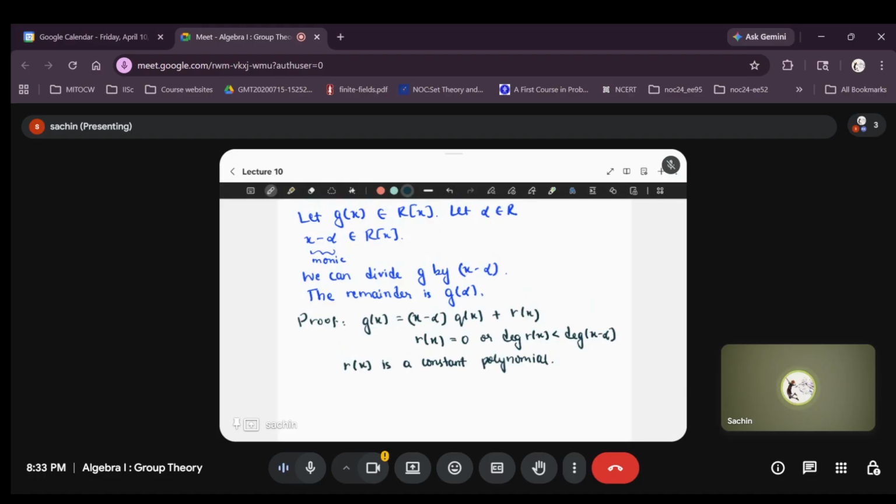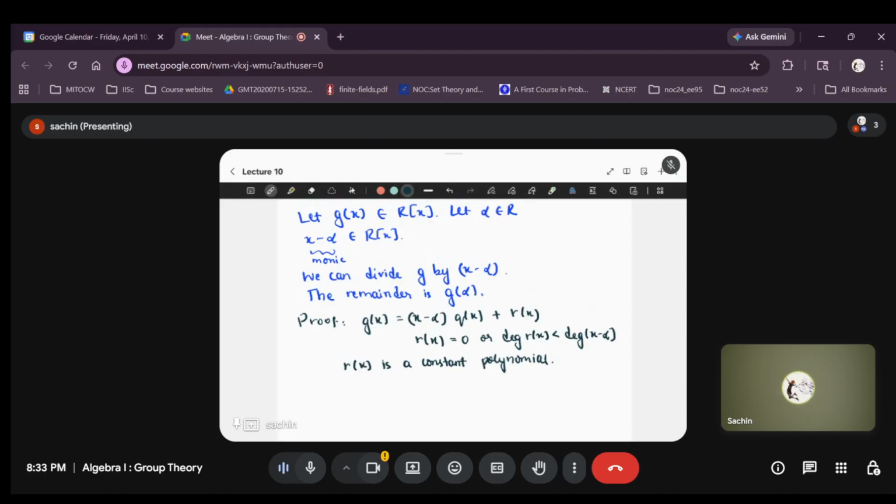By the division algorithm, we can write g of x is equal to x minus alpha times q of x. Q of x is the quotient polynomial plus r of x, where r of x is either the zero polynomial or it is a polynomial whose degree is less than the divisor. Here the divisor is x minus alpha whose degree is 1. Degree less than 1 means it's a degree 0 polynomial. So it's either a non-zero constant or it is 0, which just simply means r of x is a constant.